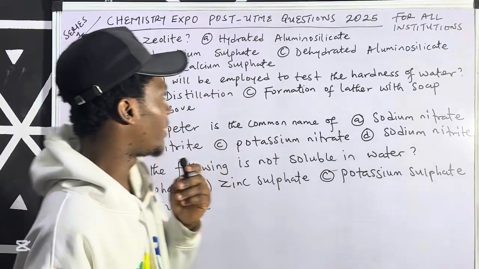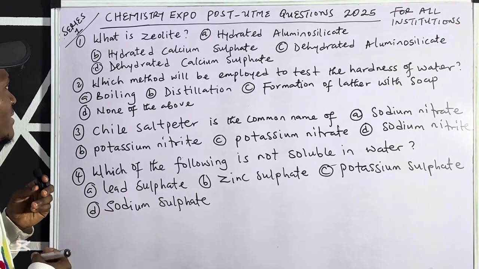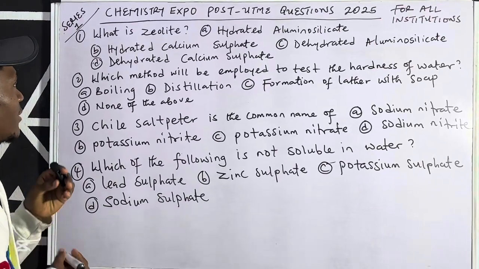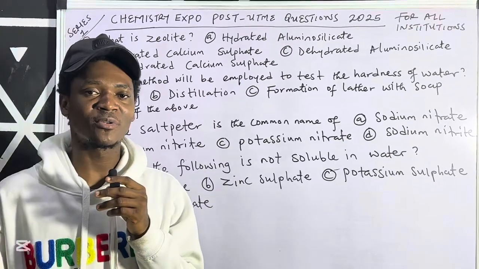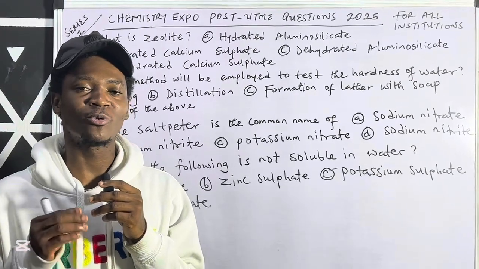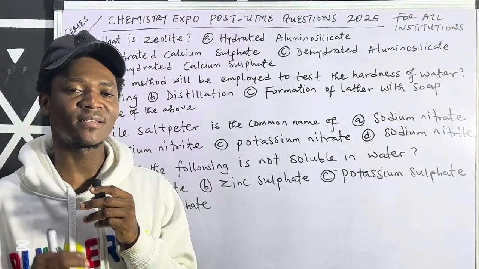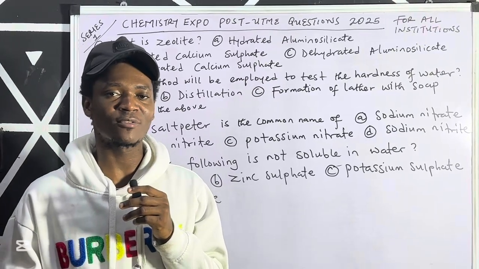On the board, we are having question 1, and the question is, what is zeolite? Now, you see, zeolite is actually mentioned in a part of chemistry topic which is known as how to remove permanent hardness of water. And we have different methods for removing permanent hardness of water.